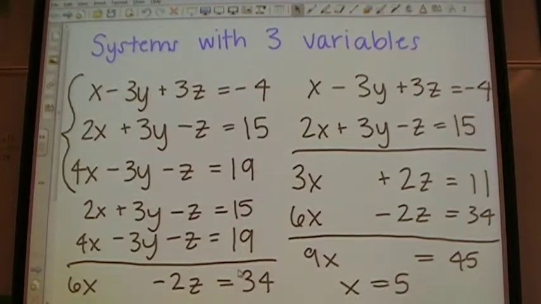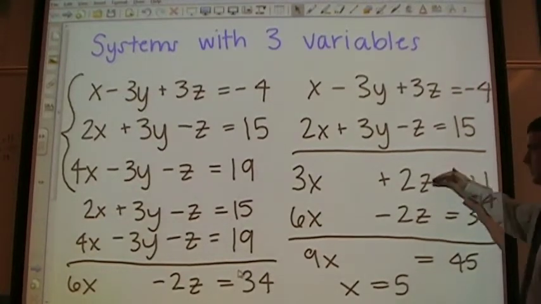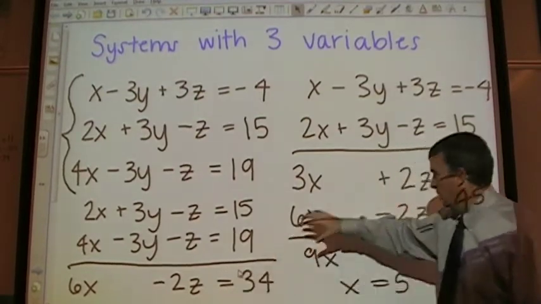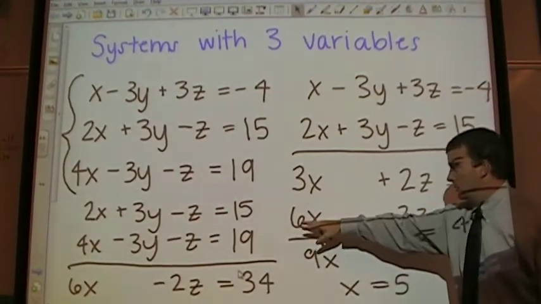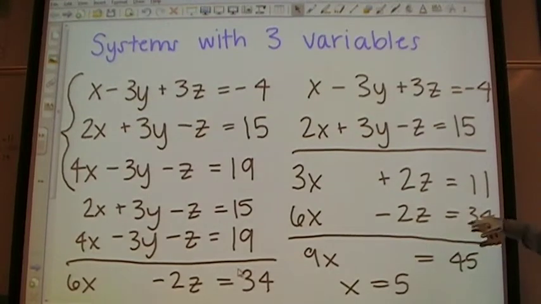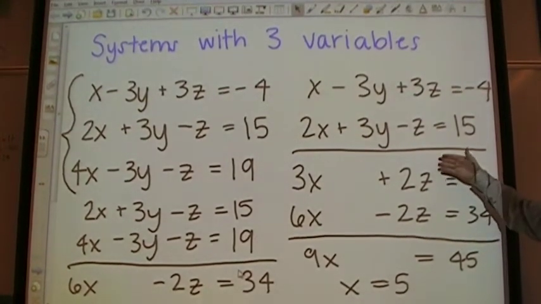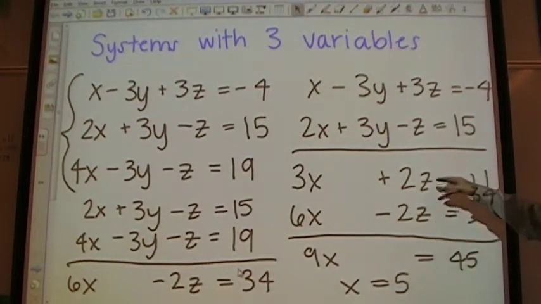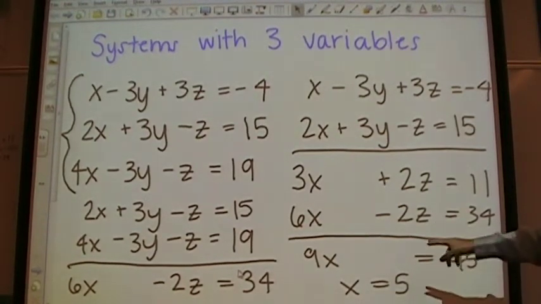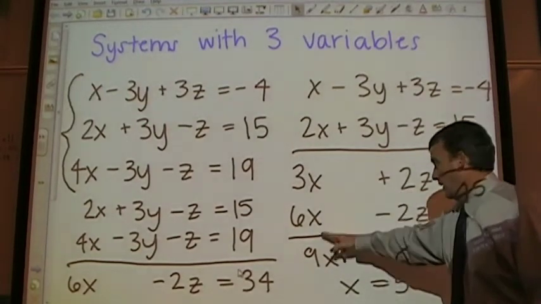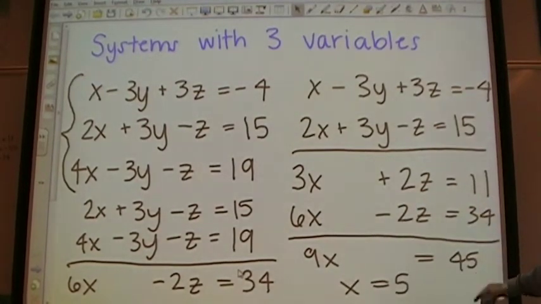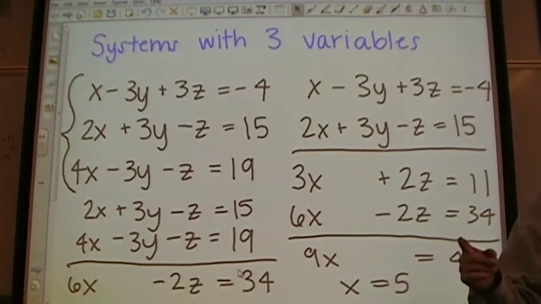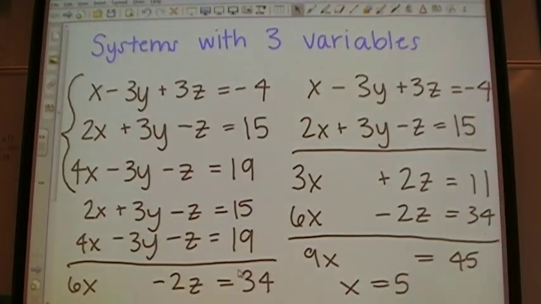All right, so now, once we get here, I got 3x plus 2z equals 11. Now I can take what I got here and combine it with this one. So I just rewrote that one as 6x minus 2z equals 34. Then I can combine these two using elimination again. I can eliminate the z as easy as to eliminate. You end up with 9x equals 45. Divide both sides by 9, x comes out to be 5. Once you get that first solution, everything else falls into place.